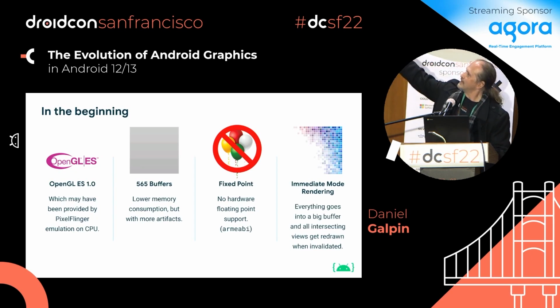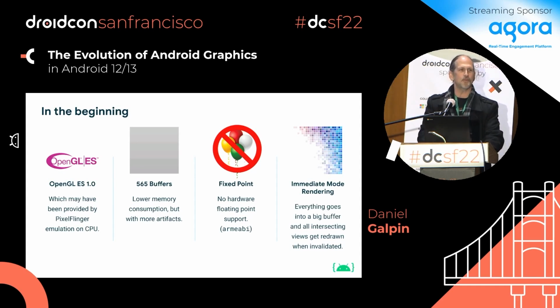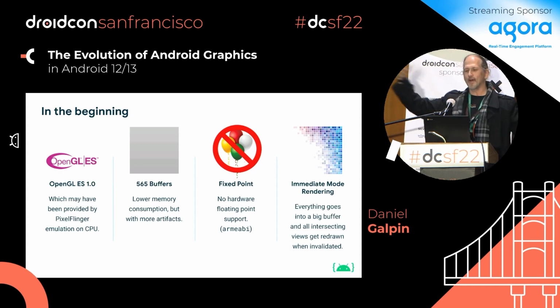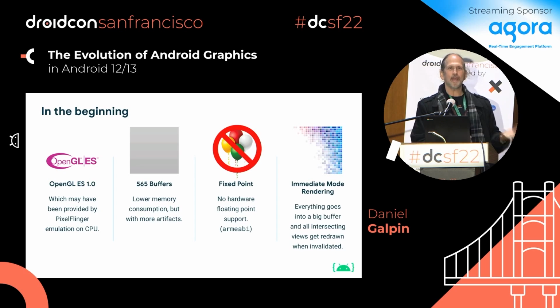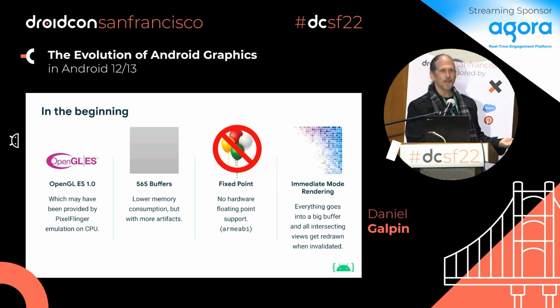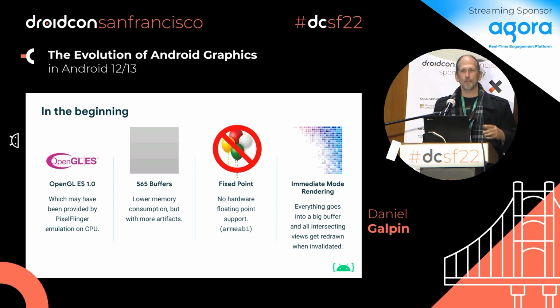I can't really see it on this TV, but it actually makes banding happen everywhere. If you remember old Android, you saw banding all over the place. We actually didn't have hardware floating point built into the system. So when it comes to graphics, that means that you're constantly trying to shift to using fixed point anywhere because it's going to be so much faster. And we also did immediate mode rendering.